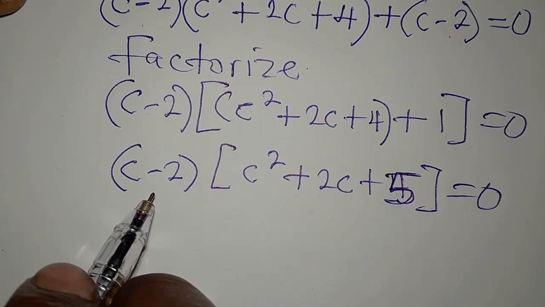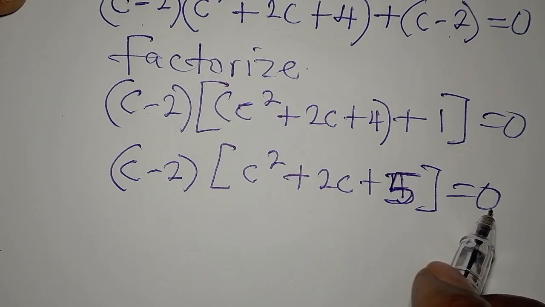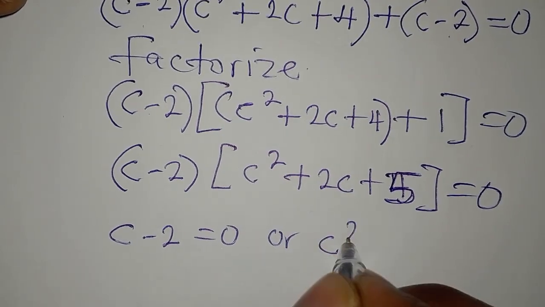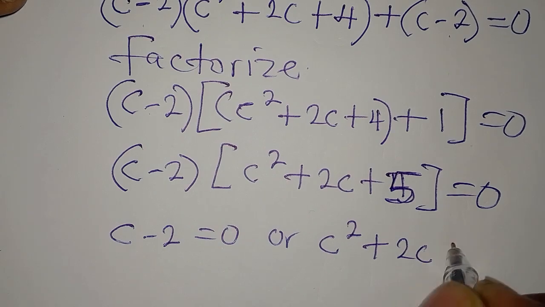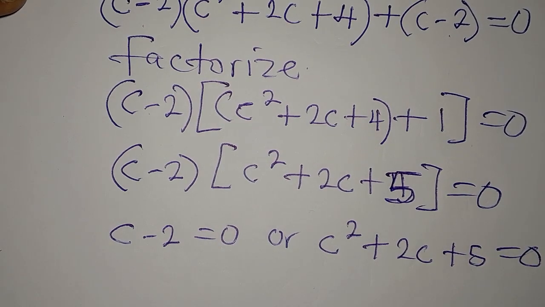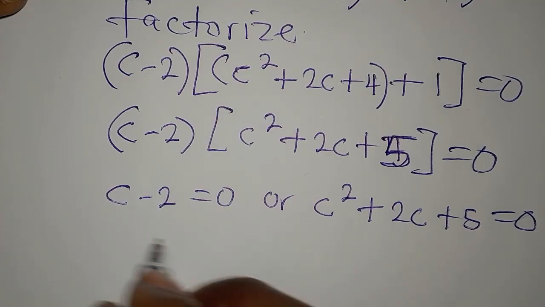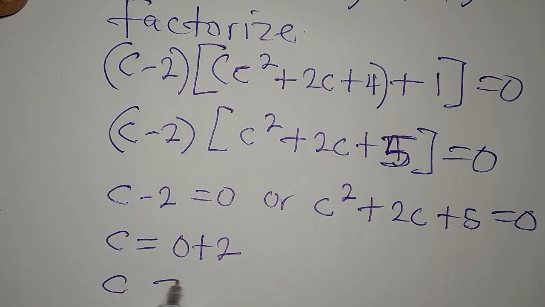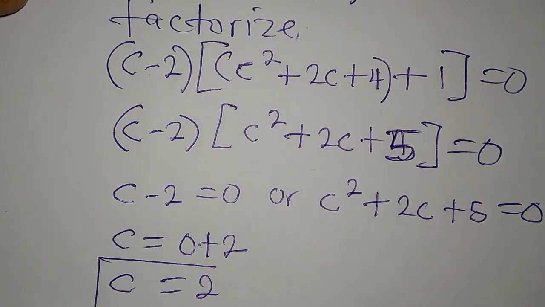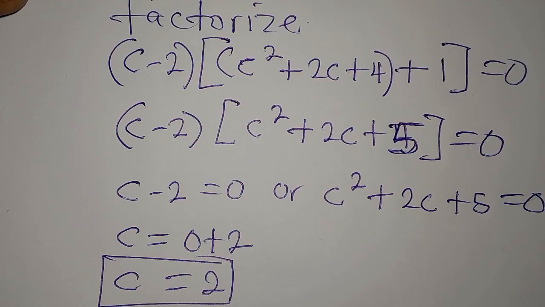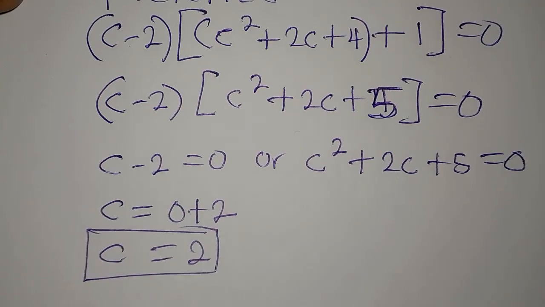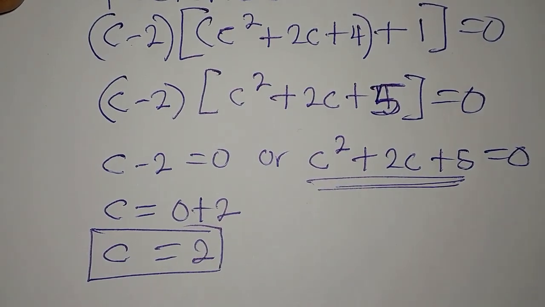Now this times this is giving 0, so it's either C minus 2 is 0 or C squared plus 2C plus 5 is 0. So picking this, our C is equal to 0 plus 2, and our C is equal to 2. This is the first solution. But then from here, we are going to get two more solutions, because we know that this right here is a quadratic equation. So let's pick it and then solve it.